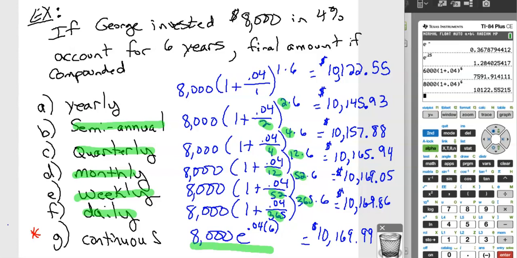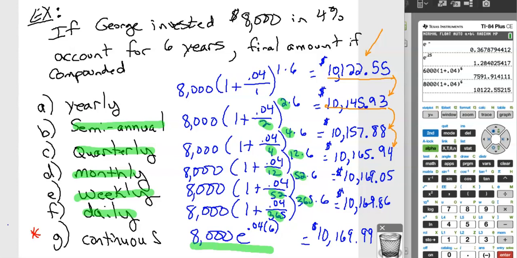Now, the more often it's being calculated, I want you to notice the dollar amounts. If George put the money in Bank A, he would have $10,122. If he put the same amount of money in Bank B, he would have $10,145. Notice this is more money. Bank B is more money because it's being calculated more often. And then notice Bank C is being quarterly. Notice it's more money. And Bank D, it's more money. The more often it's being calculated, the more money it's going to make.